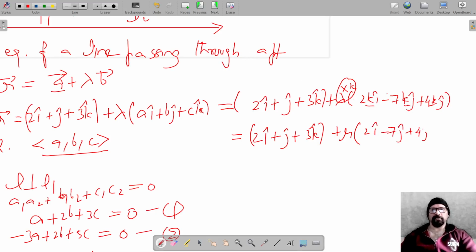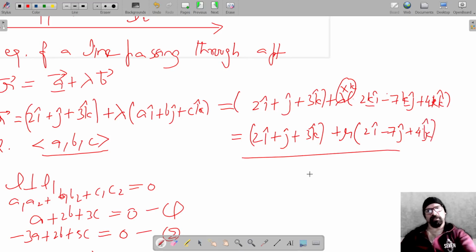This is j and this is 4 k cap. Okay, so this becomes 4 k cap. So this is the required equation, 2i cap plus j cap plus 3k cap plus mu into 2i minus 7j plus 4k cap.